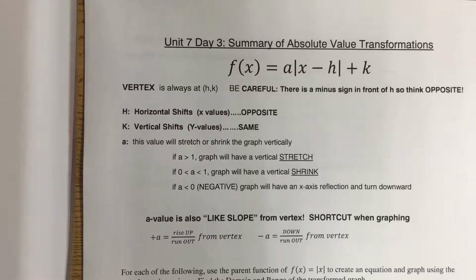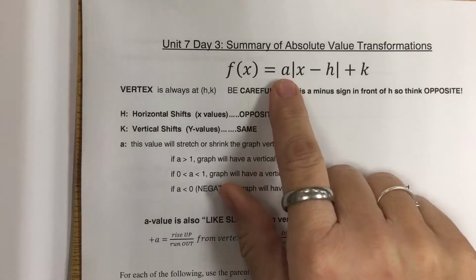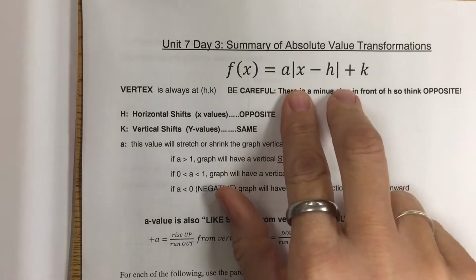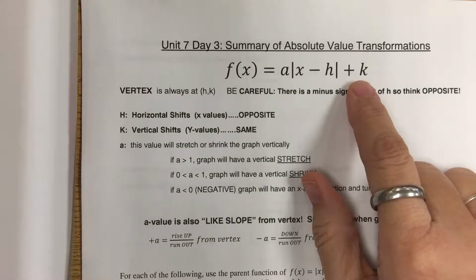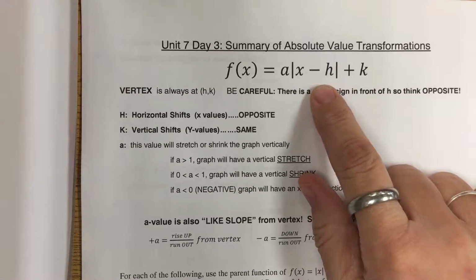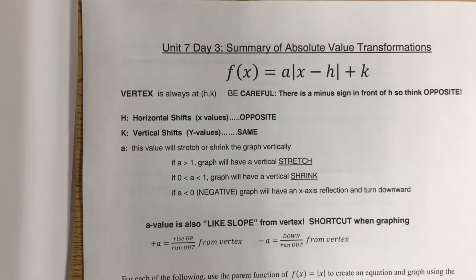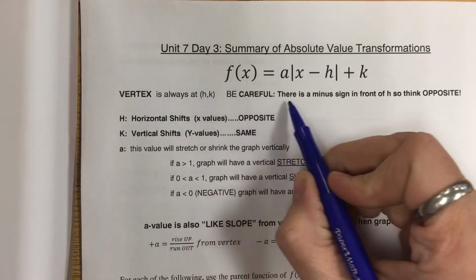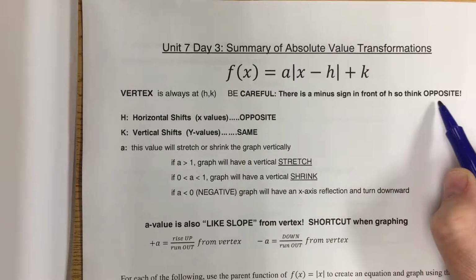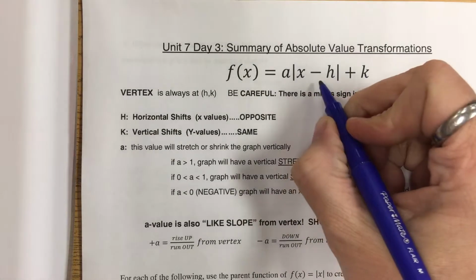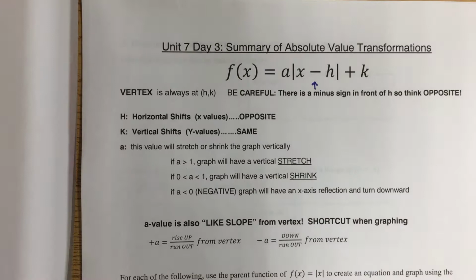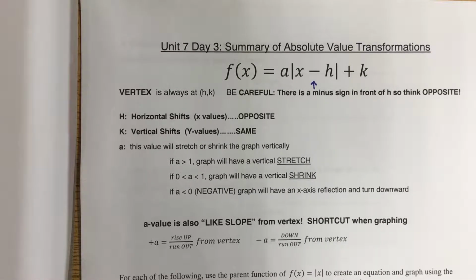exponential. So if I look at this, even if we were doing quadratic, it's basically the exact same formula where we have the a on the outside of either the absolute value or the parentheses. And then we have the subtracting. This subtracting, as it says right here, be careful. There's a minus sign in front of h. So you think of the opposite. This is always a minus sign. If it has a plus sign, that means you've had subtraction and then a negative sign.